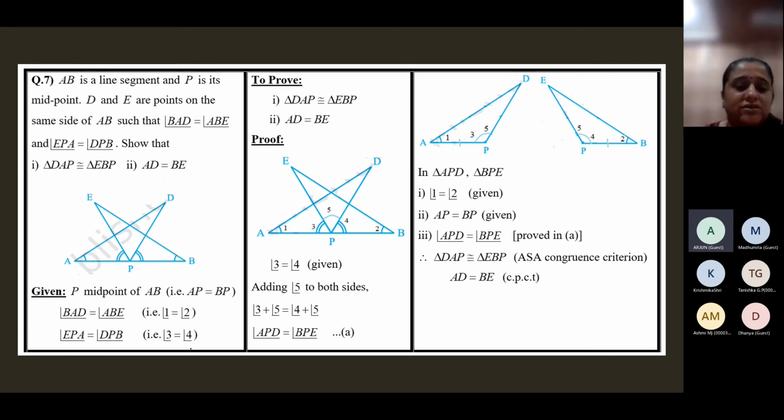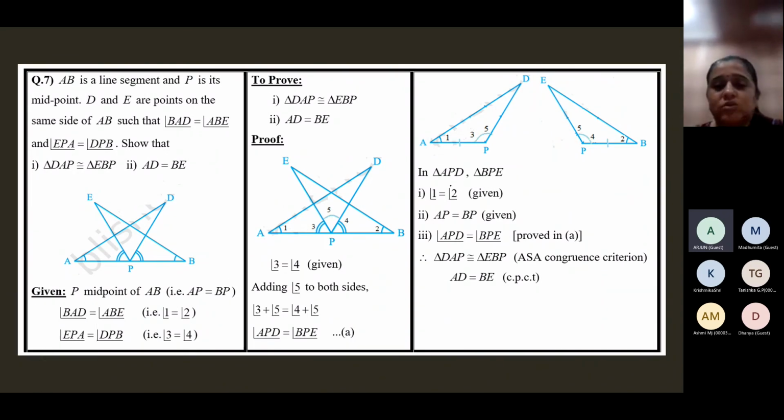So that means you should write this information. Angle 3 is equal to angle 4, and you must add 5 to both the sides. So angle 3 plus angle 5 will be equal to angle 4 plus angle 5. So what is angle 3 and 5 together? APD. And what is 4 and 5 together? EPB or BPE. So we call that result A.